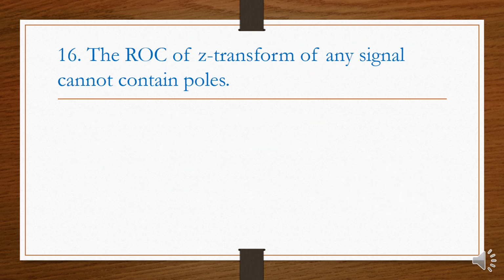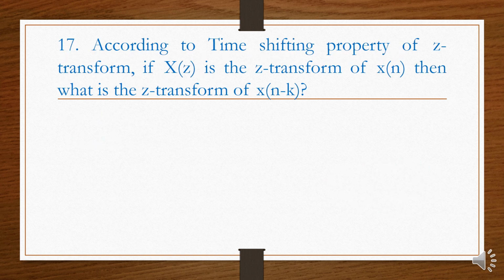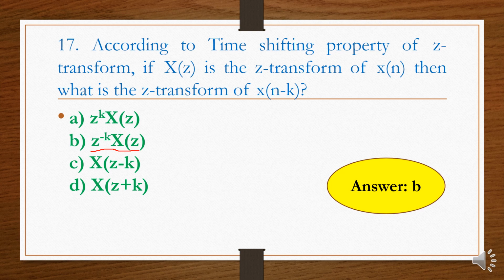Next question. The ROC of Z transform of any signal cannot contain poles. True or false? The answer is true. Next question. According to time shifting property of Z transform, if X of z is the Z transform of x of n, then what is the Z transform of x of n minus k? Z power k X of z, Z power minus k X of z, X of z minus k, X of z plus k. The answer is option B, Z power minus k X of z.